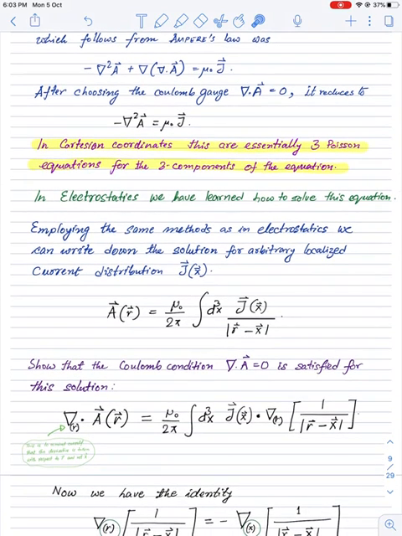And we are not going to spend much time there because we have already discussed this once in the electrostatics video.